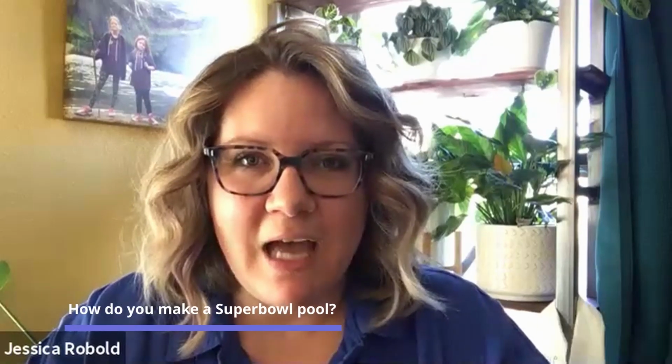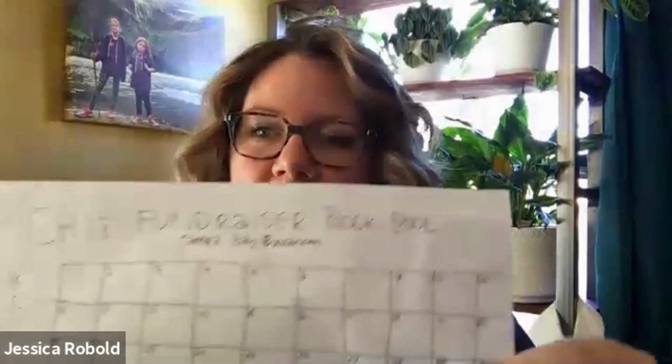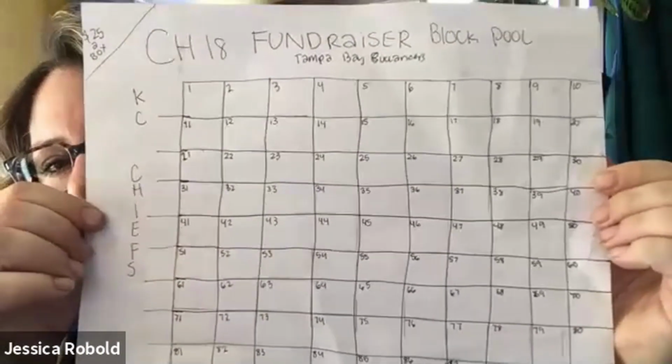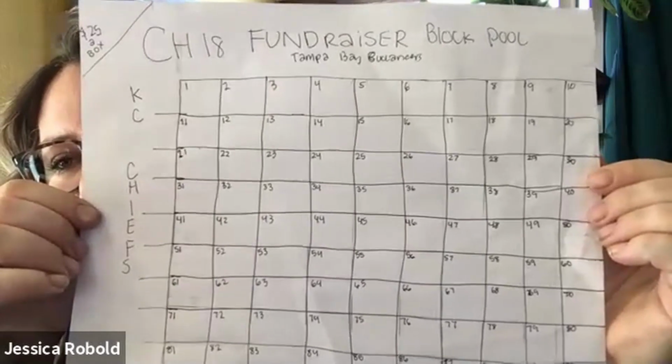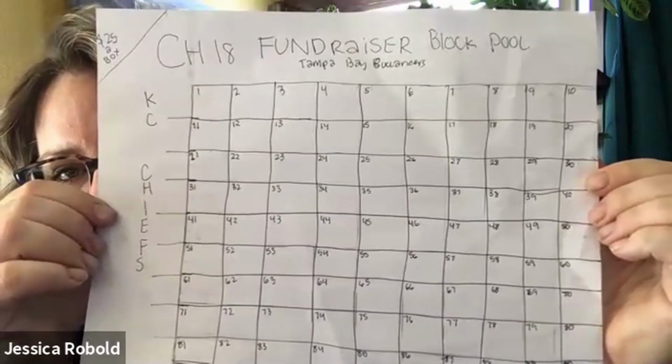I have been wondering how to make a Super Bowl pool for years, and I finally got the nerve to ask more questions, and it really isn't that difficult for anyone to do. The first thing I think would be to create your board, and this is just on a piece of paper, but typically it's a poster board that's used, and it consists of a grid of 100 squares, 10 by 10.